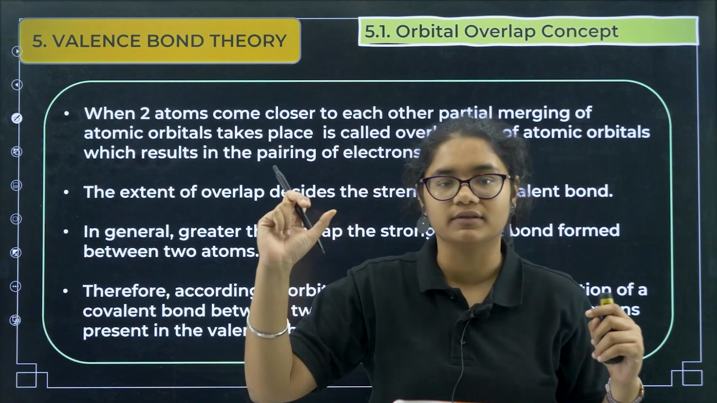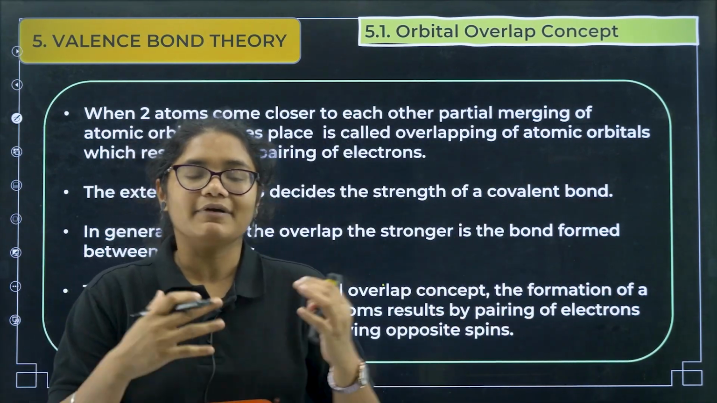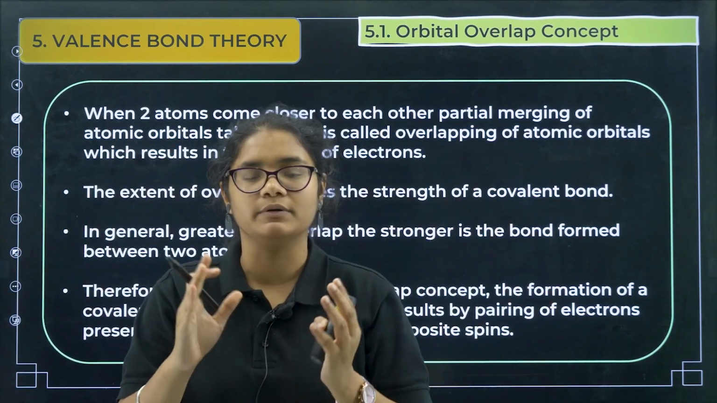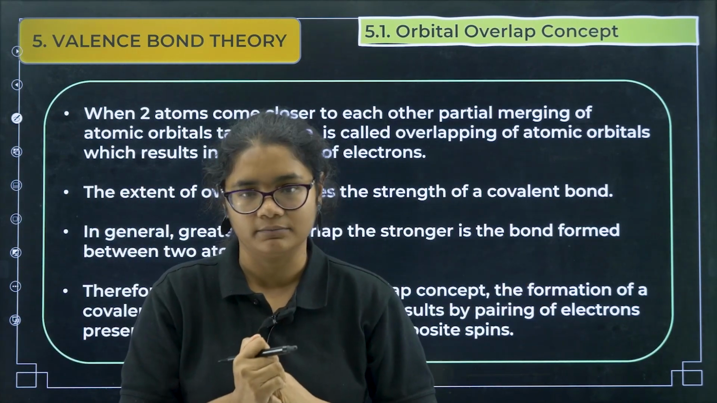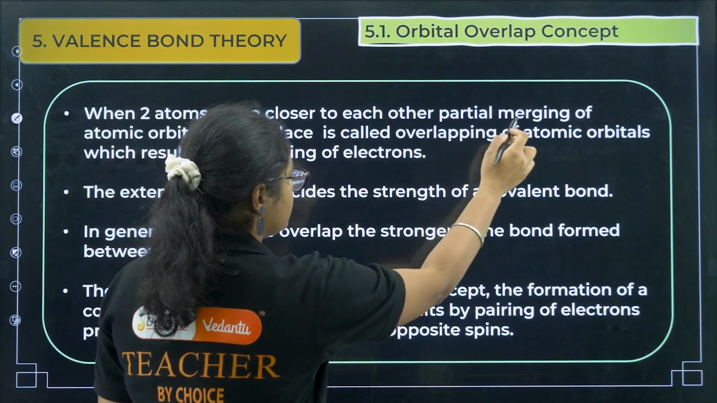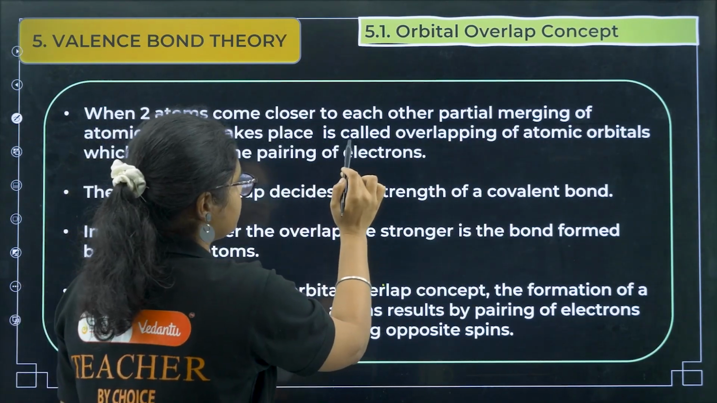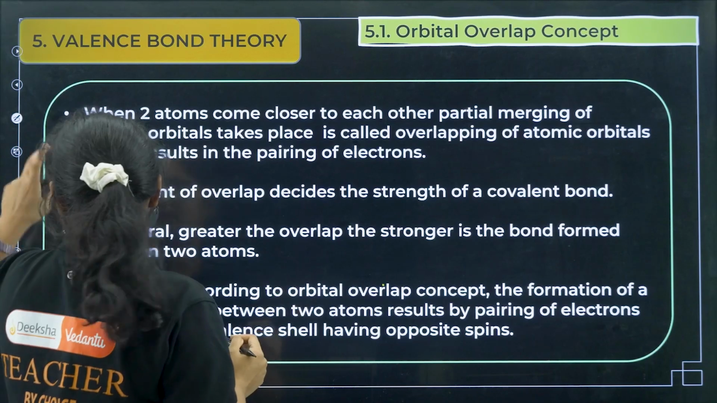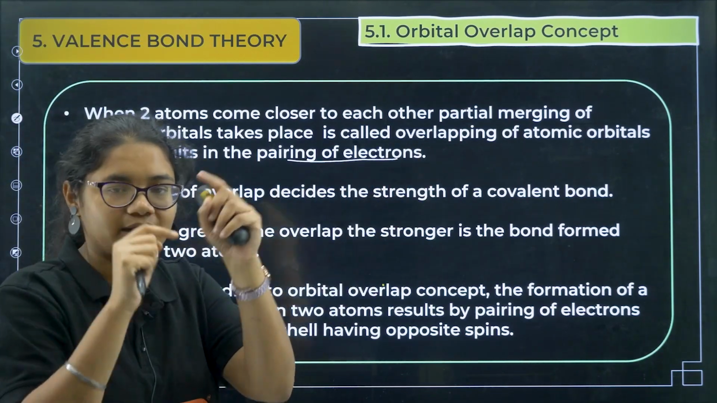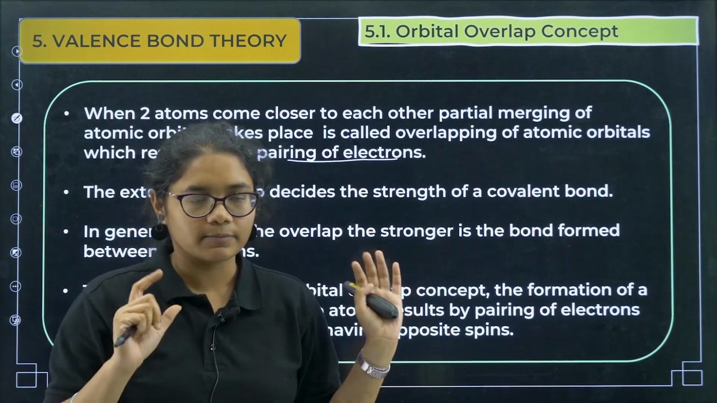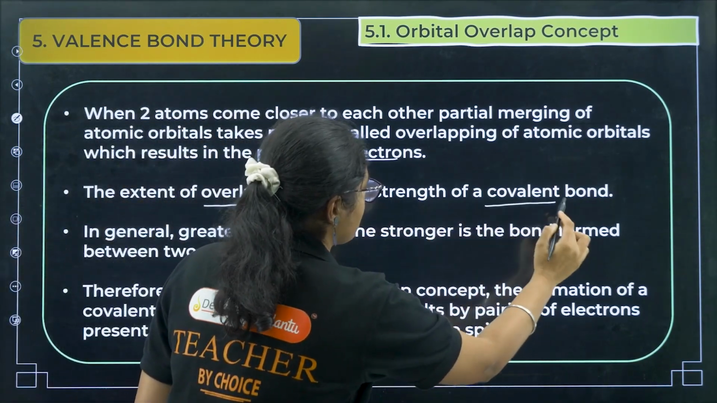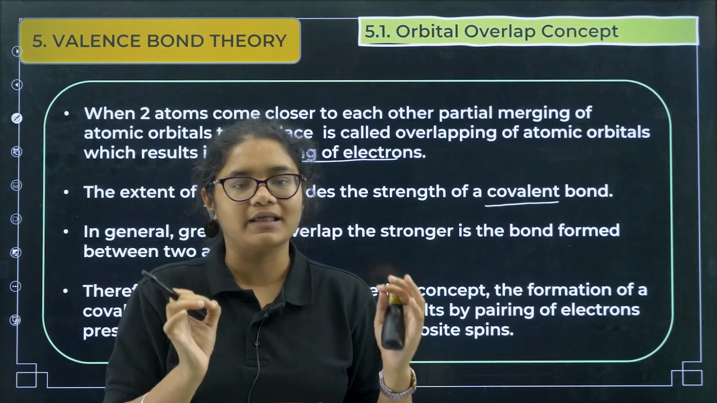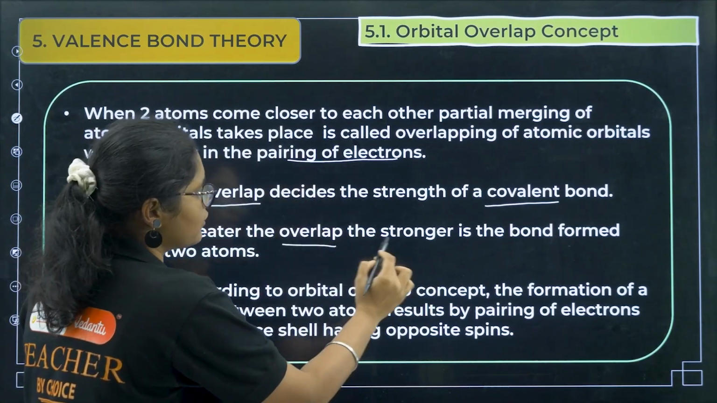Now we will go to Valence Bond Theory, a very important thing you need to understand. Valence Bond Theory says that whenever 2 atoms form a bond, their valence orbitals or outer orbitals overlap with each other and there is a bond formation. When 2 atoms come closer to each other, partial merging of the atomic orbitals takes place and this is called overlapping of atomic orbitals, which results in the pairing of electrons. Due to this overlapping, there is pairing of electrons of opposite spin and a bond is formed. Now, the extent of overlap decides the strength of a covalent bond. If there is greater overlapping, there will be a stronger bond. If it is poor overlapping, then it is a weak bond. So in general, greater the overlap, stronger is the bond.